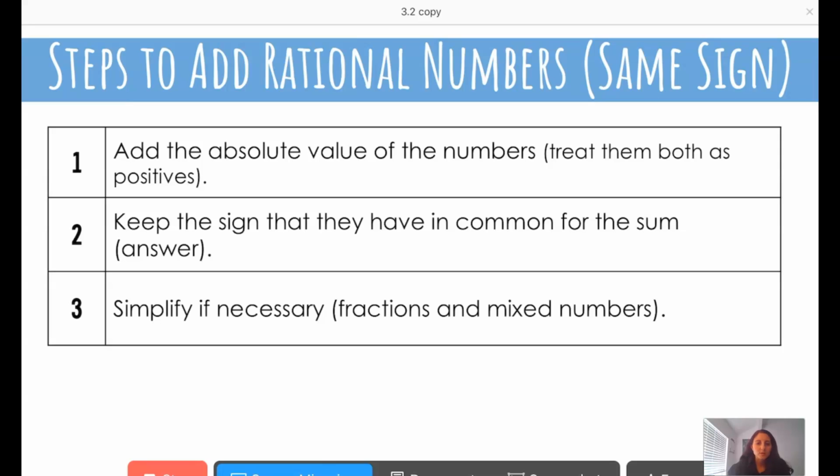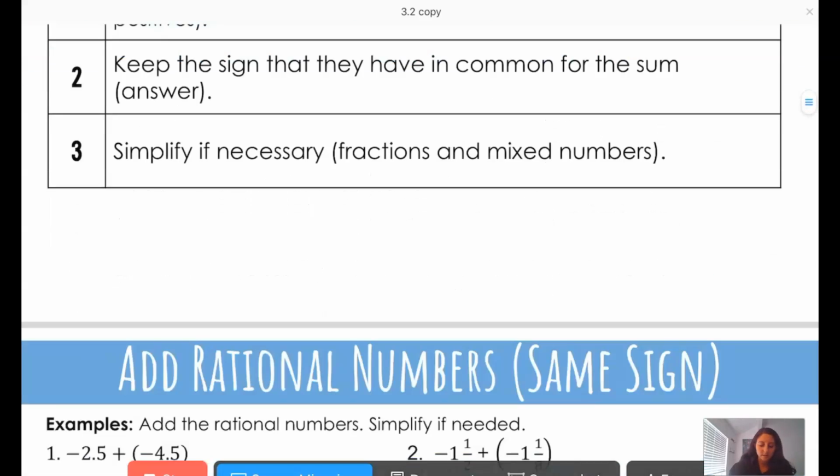So remember those integer rules? When we add with the same sign, we're going to follow those same rules. So first, you're going to add the absolute value of the numbers. So you're going to treat them both as positive, right? So you add the numbers. Step 2, you're going to keep the sign that they have in common for the sum. And then step 3, simplify if necessary. So if you were dealing with fractions and mixed numbers, make sure you simplify your final answer.